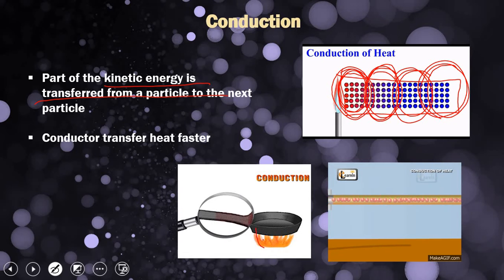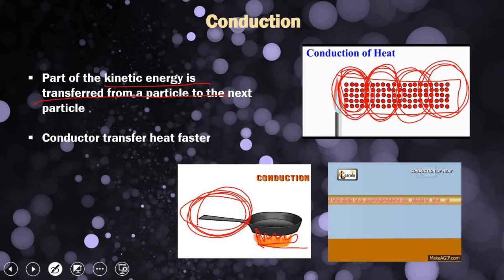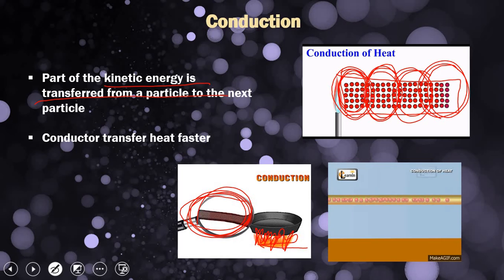And that's why when you cook something on a pan, for example, and then you hold the lid or the handle of the pan, it will feel hot. This shows that the heat transfers through the solid particles of the frying pan. So that's how conduction occurs.